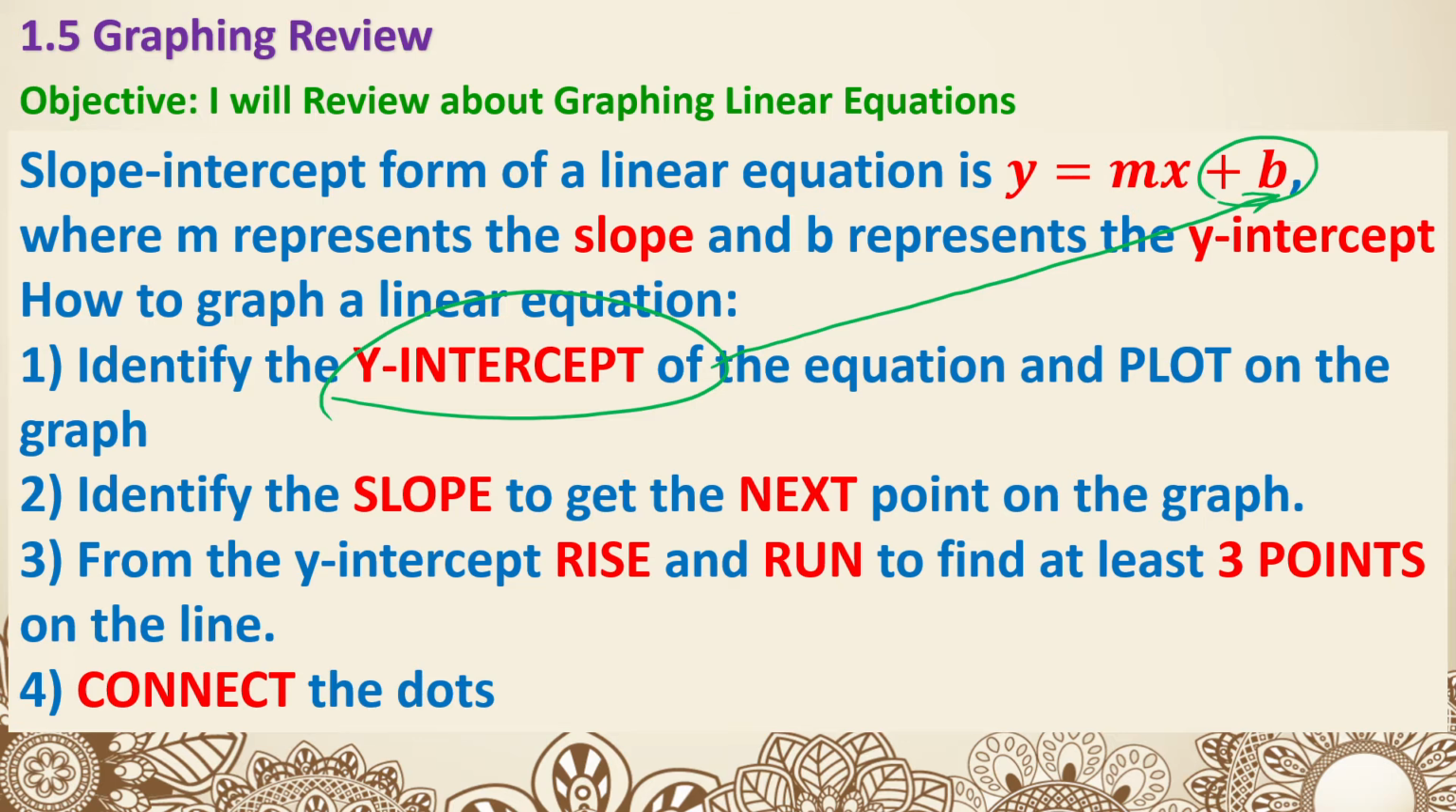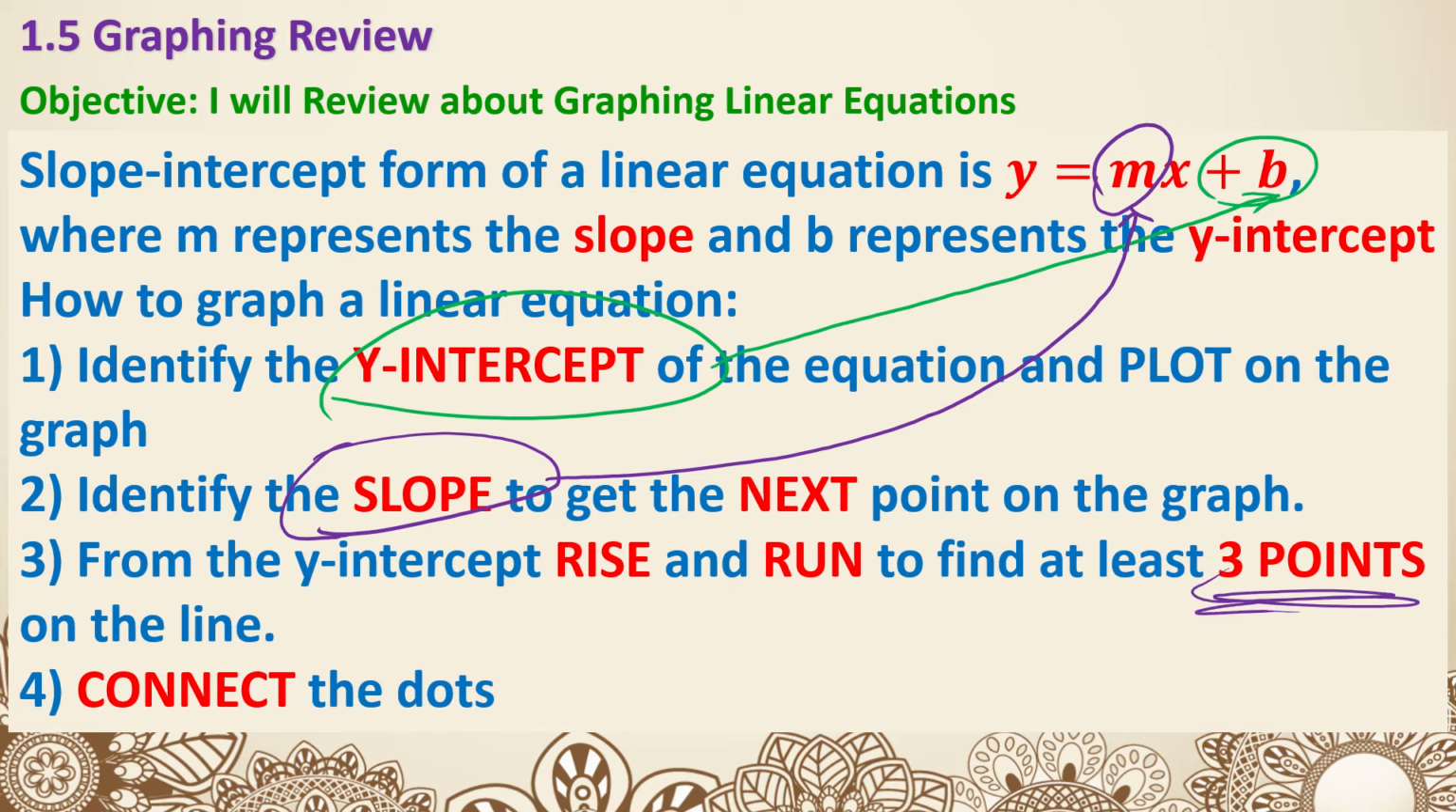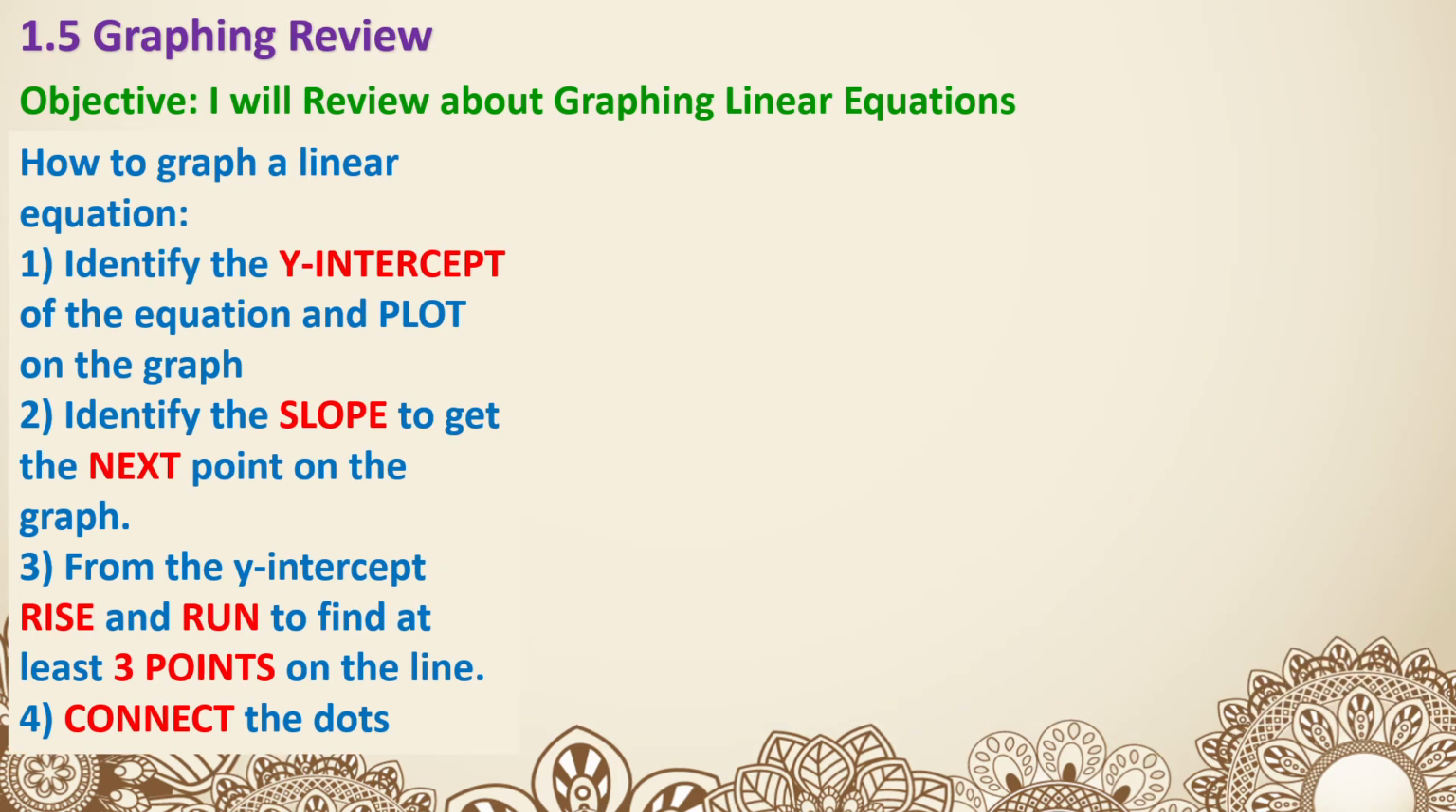Second step, we are going to find the slope. The slope is the number in front of the x. Slopes are typically given as a fraction. If it's not, you can just put it over 1, so you can make a fraction. After you have the y-intercept and the slope, you can generate more points. Then lastly, you just connect all the points into a straight line. Now let's see how that works in examples.